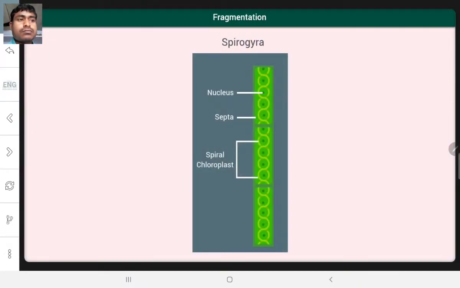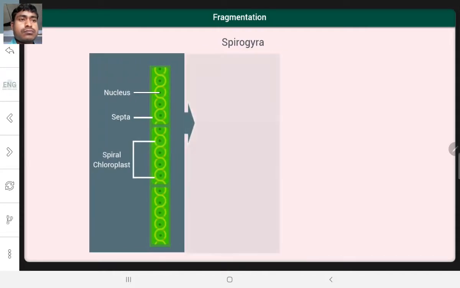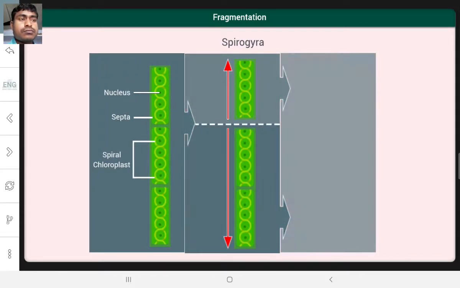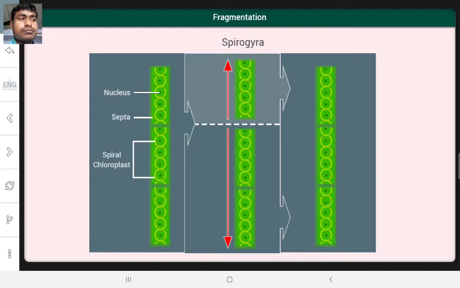The fragmentation method of reproduction involves splitting up of organisms into fragments. Each of these fragments develops into a fully mature individual. This method of reproduction can be seen in molds, yeasts, lichens, plants, worms, and sea stars.